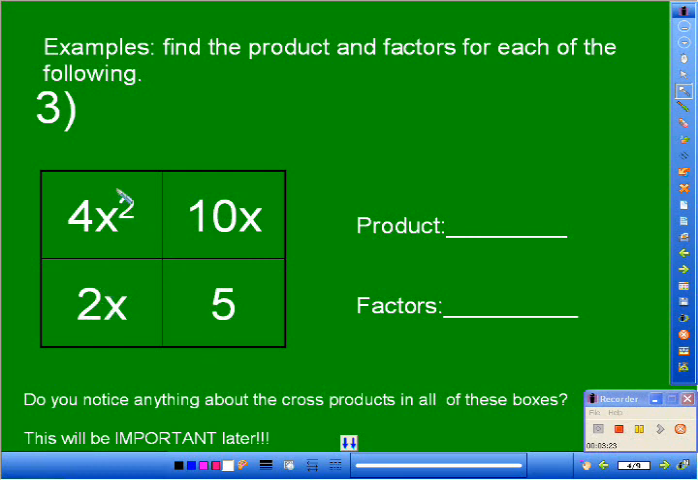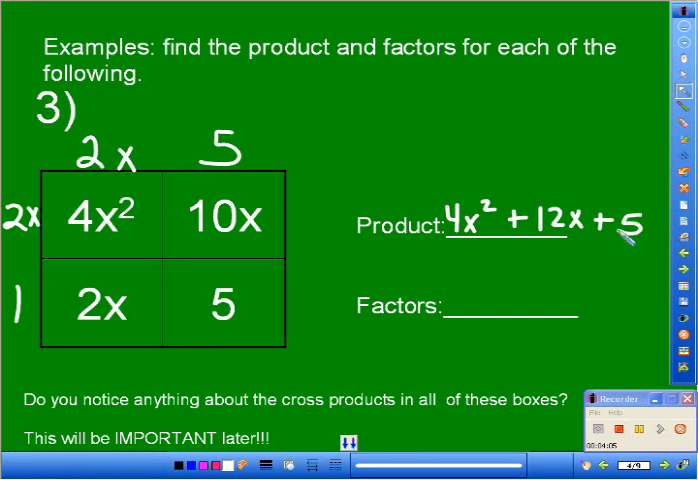Hopefully you looked down and you discovered that your common factor is 2x, your common factor is 5, your common factor is 2x, your common factor is 1. 2 and 5 cannot be divided by anything but 1. So my product is 4x squared plus 12x plus 5. My factors are 2x plus 5 and 2x plus 1.